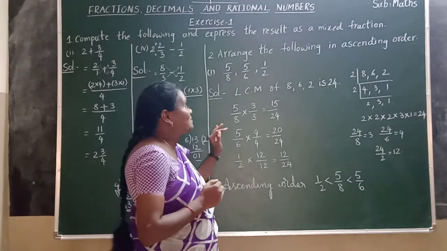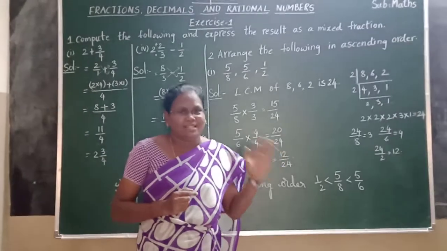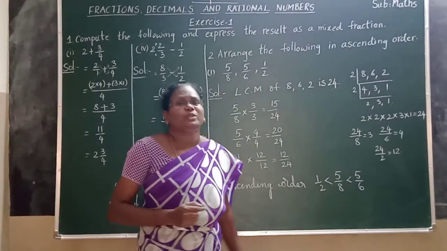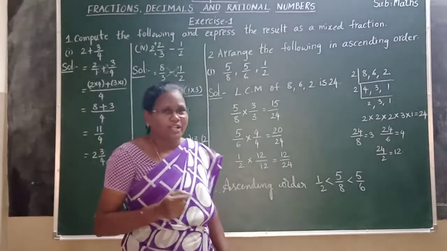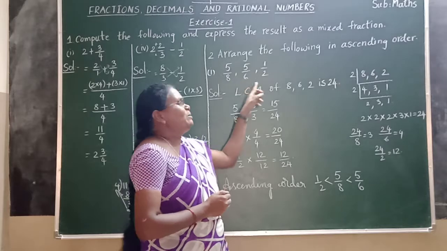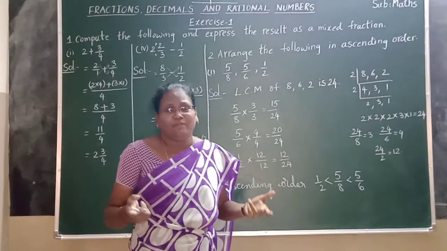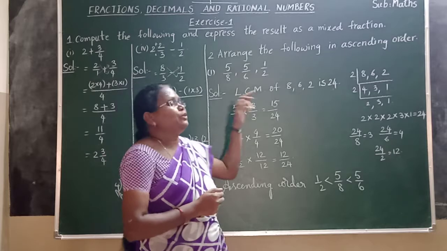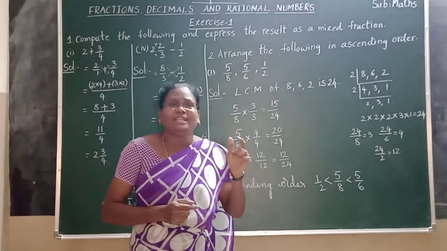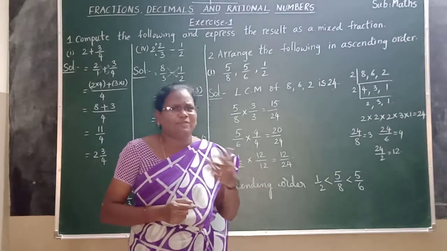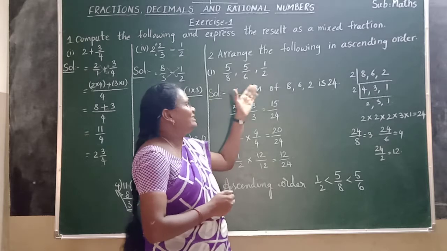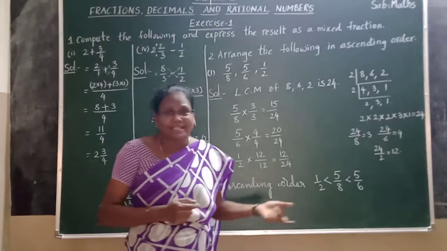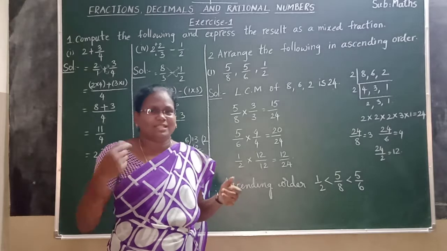Once again I am explaining this ascending order. Listen carefully, children. 5 by 8, 5 by 6, 1 by 2. These numbers we write in the ascending order. If these three denominators are the same, you have to say which is greater, which is smaller. But these three denominators are different, so you have to find the LCM. First you have to find that all denominators are the same. See here, 24, 24, 24.